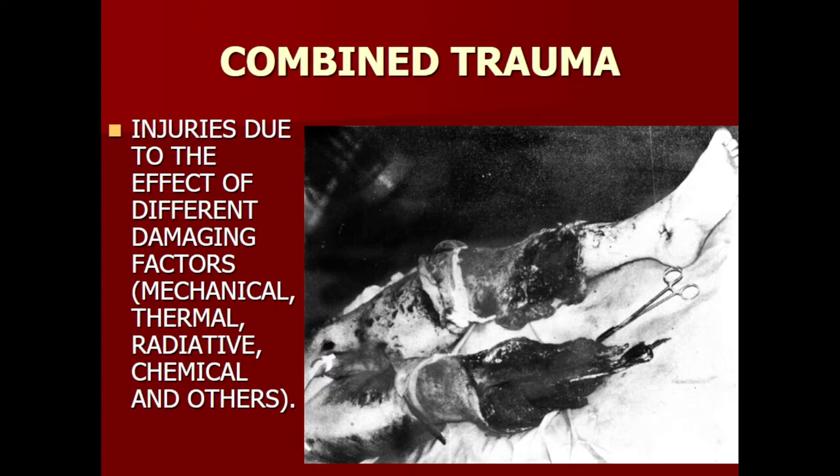For example, look, it's a patient after explosive trauma. How many damage factors after an explosion? Two. First, it's a mechanical traumatic wave. It's a rupture of the extremity. On the other side, it's an open fracture. And thermal, look, burns of both extremities and the perineal region. It's typical combined trauma: two and more damage factors, mechanical damage and thermal.